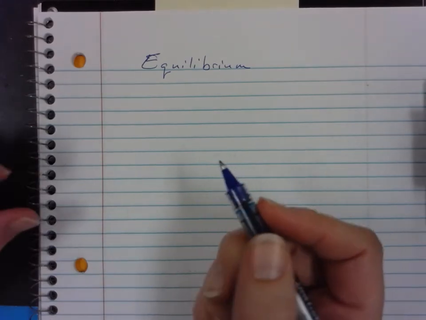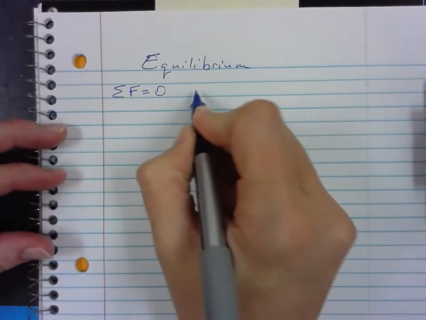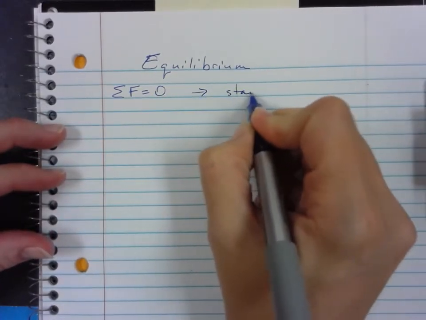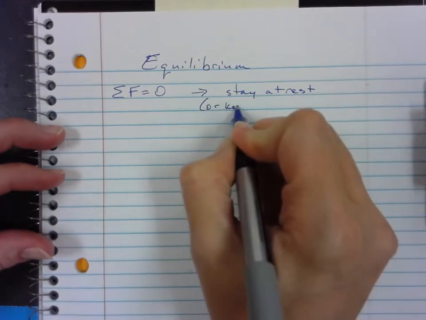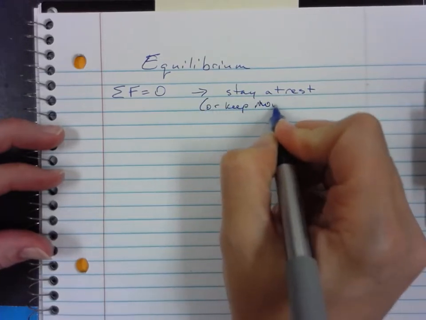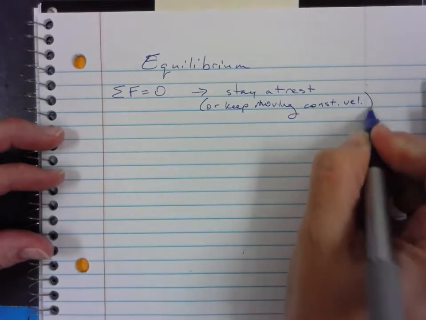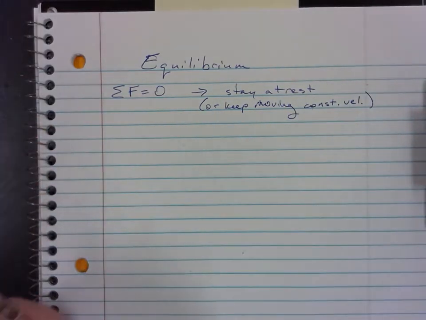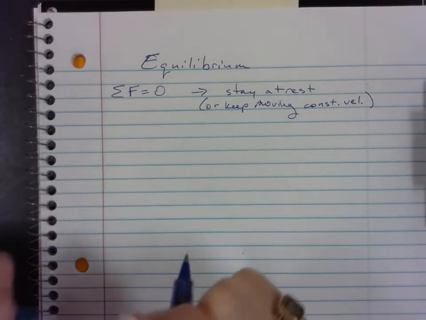Let's talk about equilibrium. If the net force on an object is 0, you know it will stay at rest or keep moving at constant velocity. Now, we're not going to talk about the second version. We're going to do objects at rest. Essentially, we're just going to do things hanging from ropes.